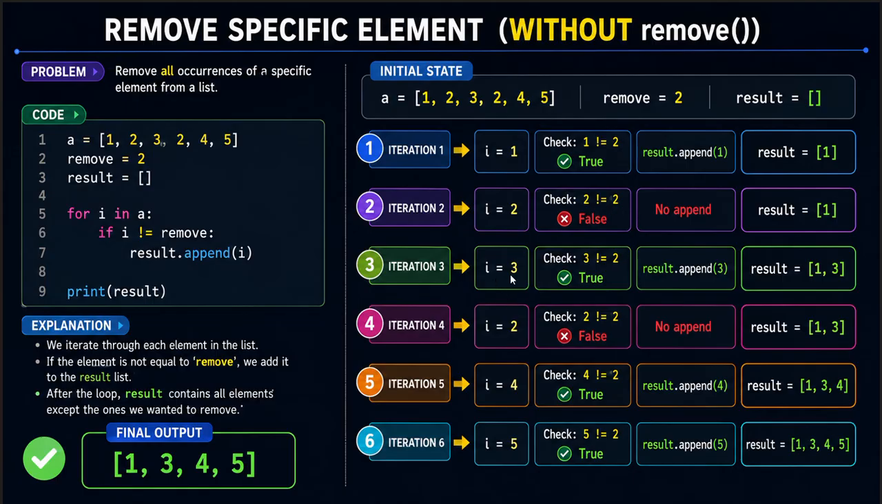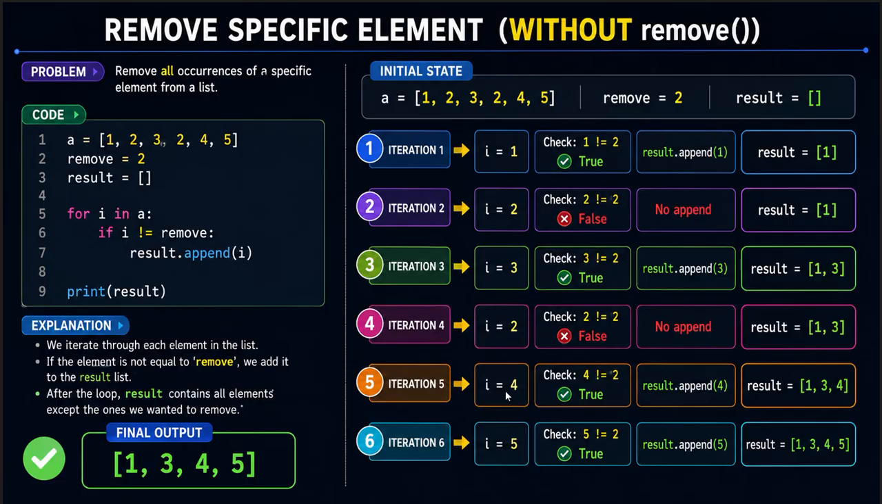Iteration 3: i equal to 3. Check 3 is not equal to 2, true, right? result.append(3), so now the result becomes 1, 3. Iteration 4: i equal to 2. Again check here 2 not equal to 2 is false, right? So no append. Here result equal to 1, 3 only, we are not going to update again.